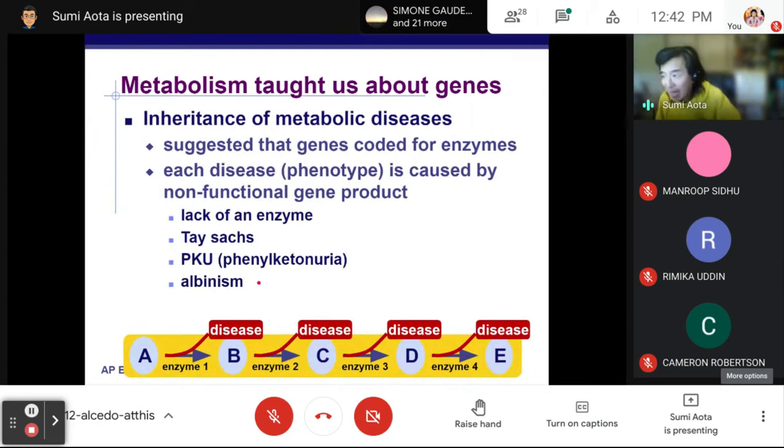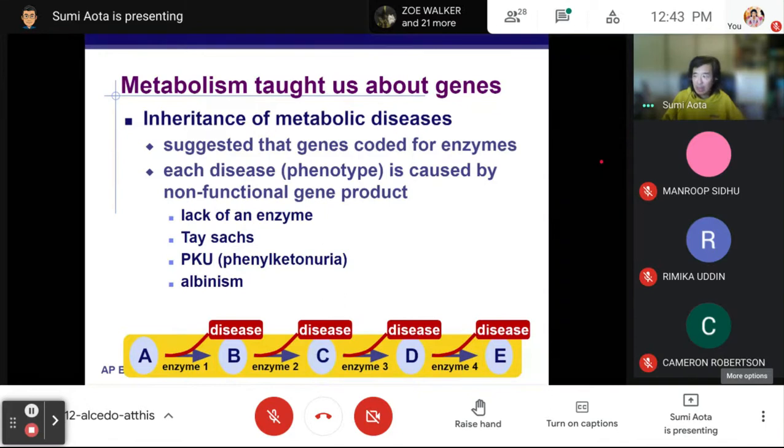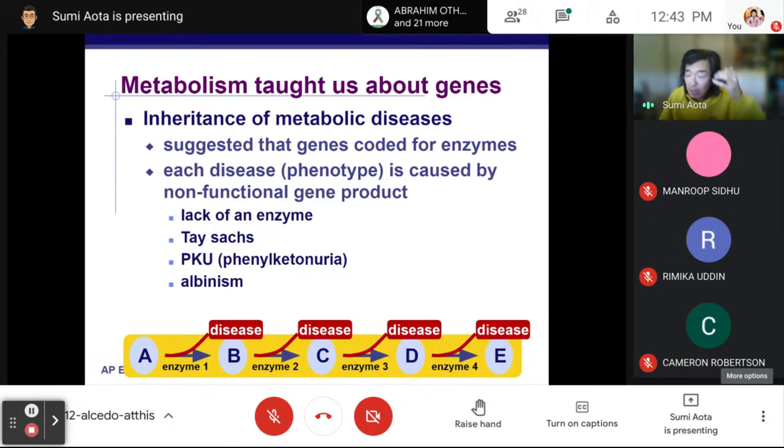Okay, so metabolism taught us about genes. If you look at the inheritance of metabolic diseases, things like Tay-Sachs disease, PKU, albinism, diabetes, they're all due to a certain type of phenotype caused by a non-functioning gene product. In diabetes, you're not making insulin properly. In albinism, you're not making melanin properly. In Tay-Sachs, you're not making a fat digesting enzyme properly, so you get abnormal fat development in the neurons of the brain, and the kid's usually dead by about age 5. PKU is another similar idea.